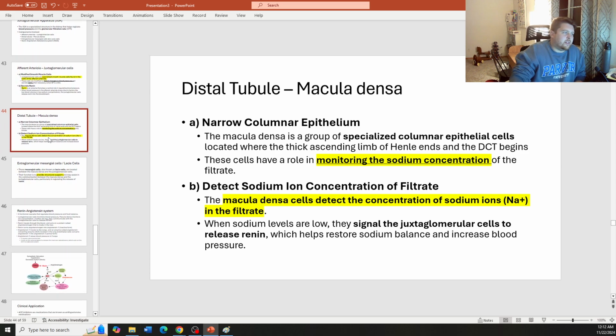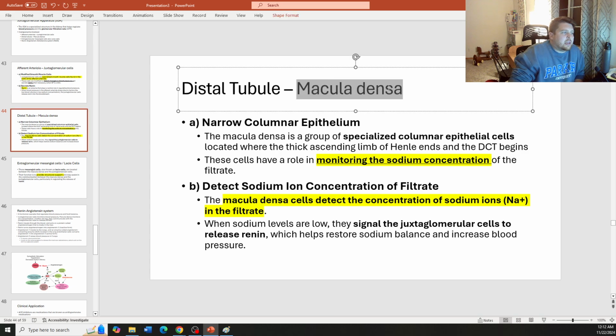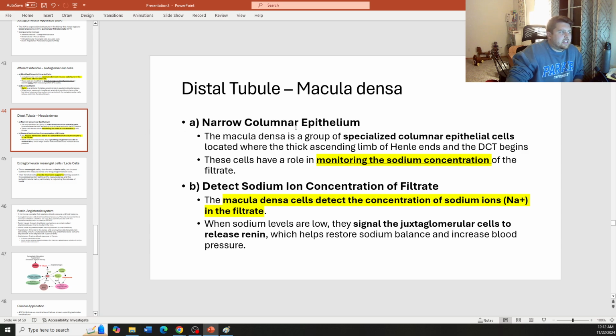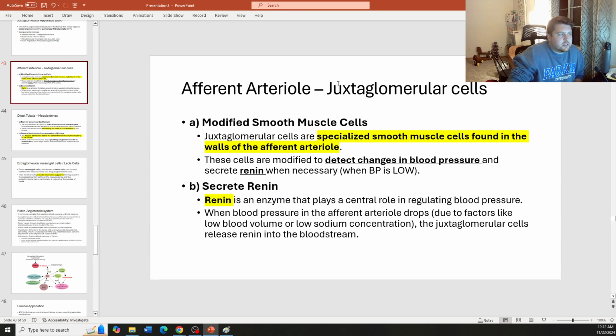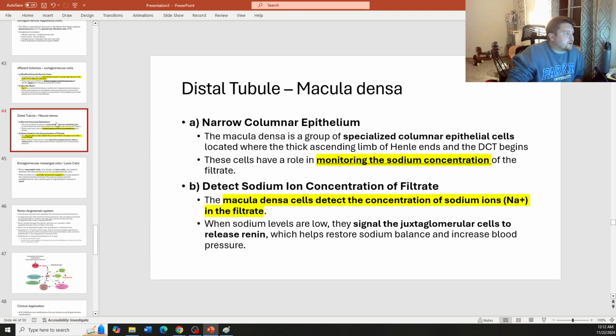On the other side of the equation, the distal tubule has the macula densa cells. These are specialized columnar epithelial cells that have been specialized to monitor the sodium concentration of the filtrate. So we have the afferent arterioles, the juxtaglomerular cells checking the blood pressure, and the macula densa in the distal tubule monitoring the sodium concentration.